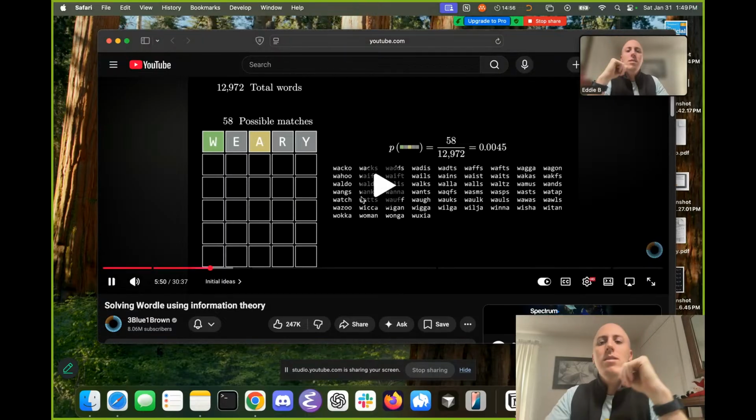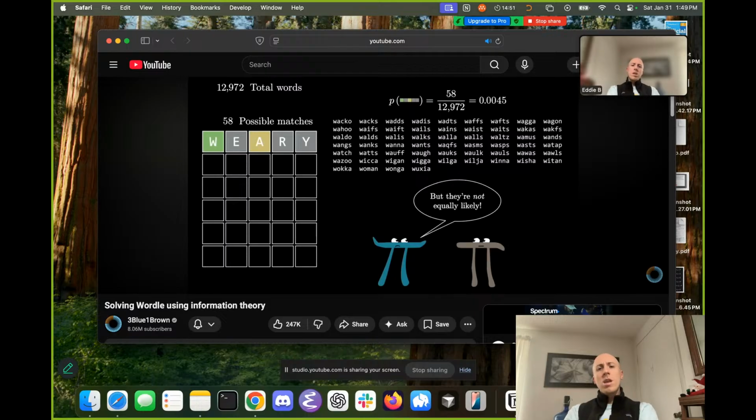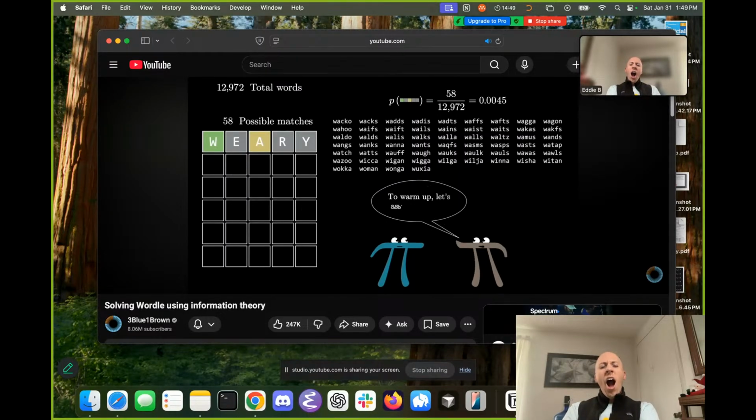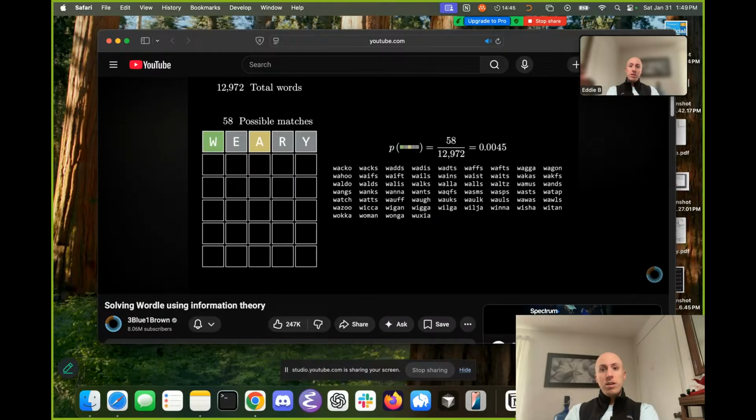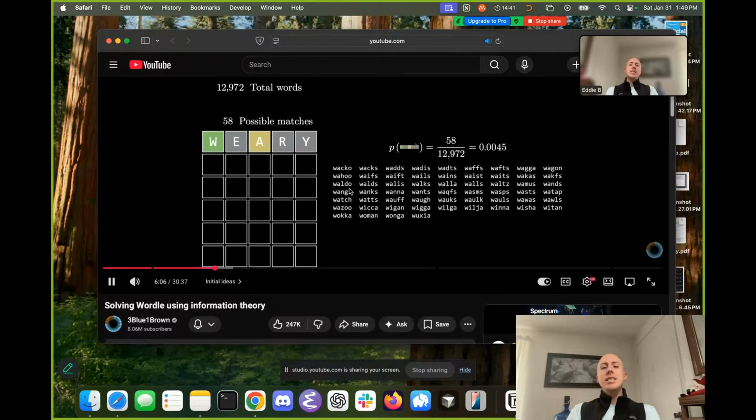Of course, they're not equally likely to be answers. Most of these are very obscure and even questionable words. But at least for our first pass at all of this, let's assume that they're all equally likely and then refine that a bit later. The point is, the pattern with a lot of information is, by its very nature, unlikely to occur.